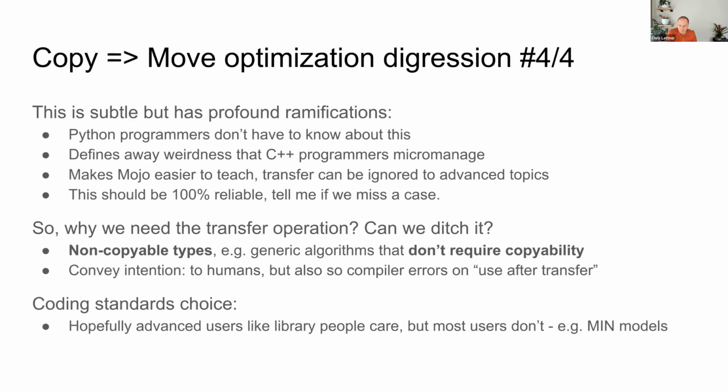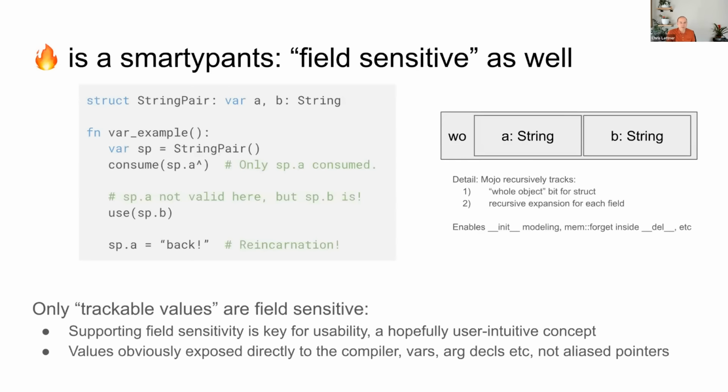I think this is a really important and good design point in the space for this whole thing. And also you contrast this to Rust, which makes you micromanage the heck out of everything. These are very simple rules that can be explained in an hour that compose out, and many Mojo programmers should never have to care about this stuff. So what I'll say is Mojo is also smarty pants. This stuff is actually pretty cool. I'll give you one example of this: it's field sensitive. Here I have a string pair with two strings in it.